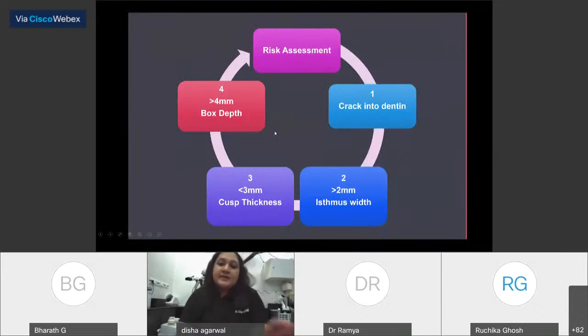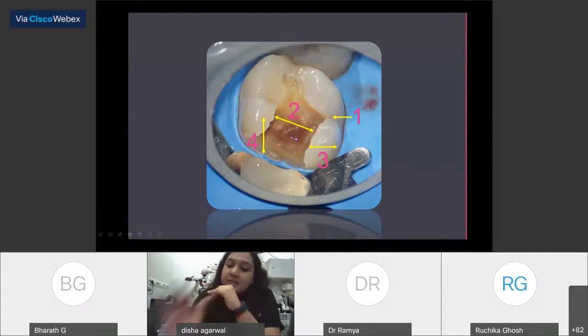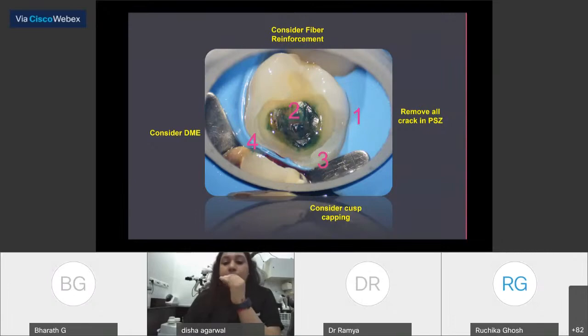So in a risk assessment, first I see whether there's a crack or not. Second, is my isthmus bigger than 2 mm or not. Third, is my cusp thickness less than 3 mm? And the fourth is whether the box is deep or not. So is there a crack present? Is the cavity very wide, more than 2 mm? Is the cusp thickness less than 3 mm? Is my proximal box more than 4 mm? If any of this is present, the tooth is a structurally compromised tooth. You need to give an inlay or an onlay onto it.